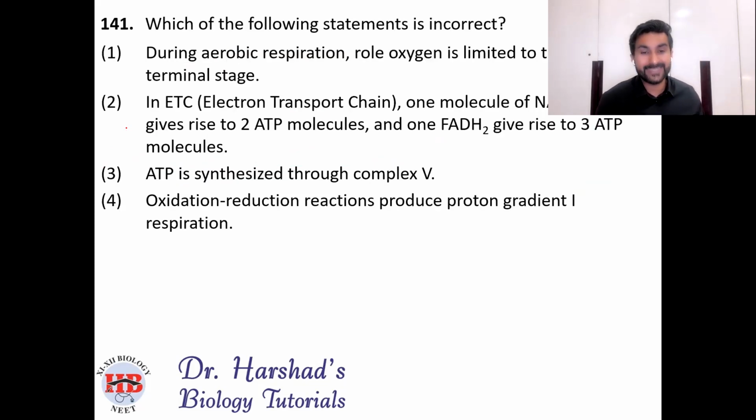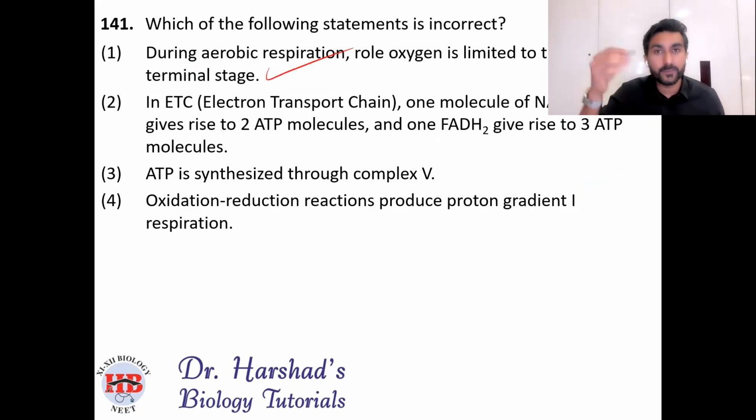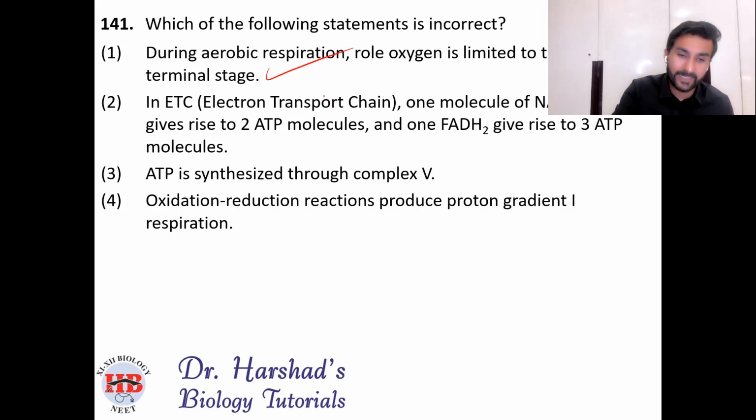Which of the following statements is incorrect? During aerobic respiration, the role of oxygen is limited to the terminal stage. Correct. It's called terminal oxidation, the last step of ETS. In ETS or ETC, electron transport chain, one molecule of NADH plus H gives rise to 2 ATP, whereas one FADH2 gives rise to 3 ATP. We've got our incorrect statement here, because if you remember, NADH2 gives you 3 ATP and FADH2 gives you 2. So they have switched it. That is an incorrect statement.